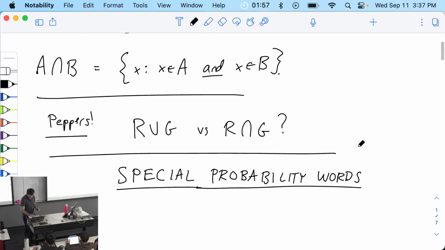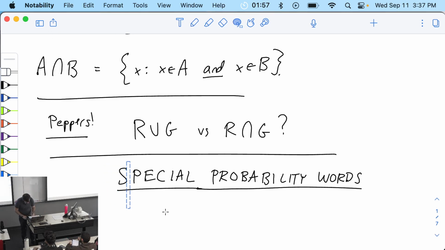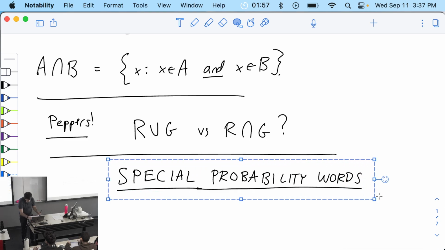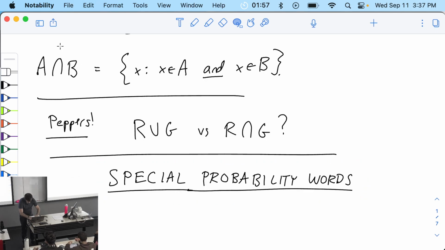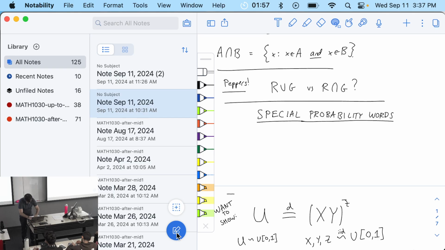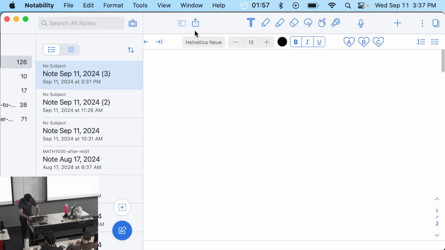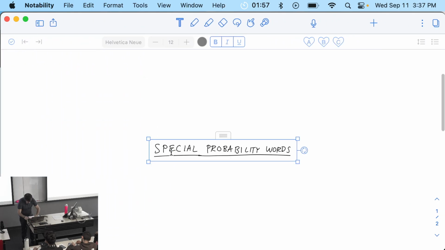Oh boy, this page already has a bunch of stuff on it. Let's make a new page. Okay, special probability words.